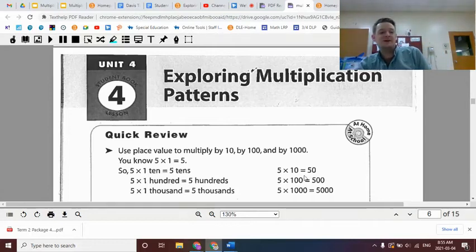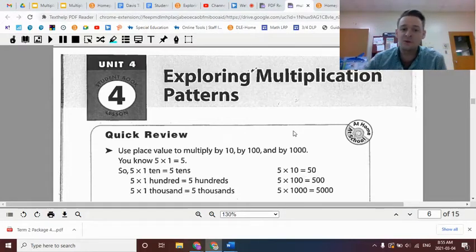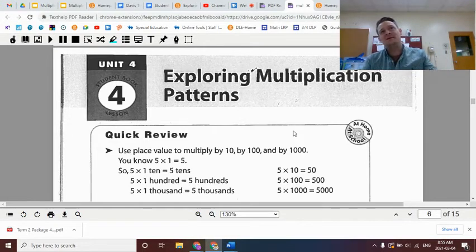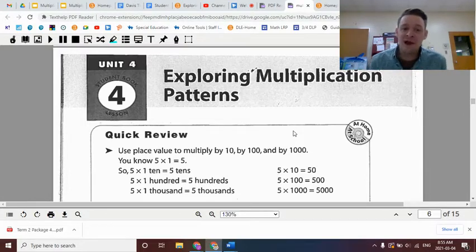Okay, let's check out math for today. It is called Exploring Multiplication Patterns. What we're going to be doing is multiplying numbers by multiples of 10. That means we're going to be multiplying numbers by numbers like 10, 100, and 1,000, and seeing if we can figure out the pattern that happens when we do that.